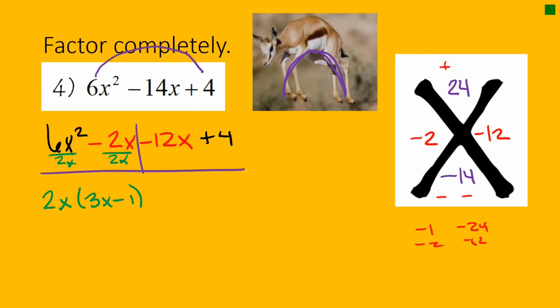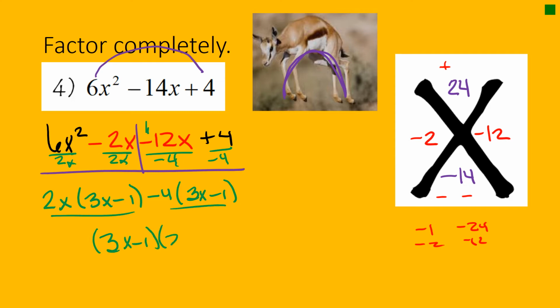Oh, that was supposed to be a different color. Oh, well, we're ready to all be in green now. These, I have a negative here, so I have to divide by a negative. And what do they have in common? A negative 4. That leaves me with 3x minus 1. So my final factored form is, what do they have in common? 3x minus 1 times what was the GCF.